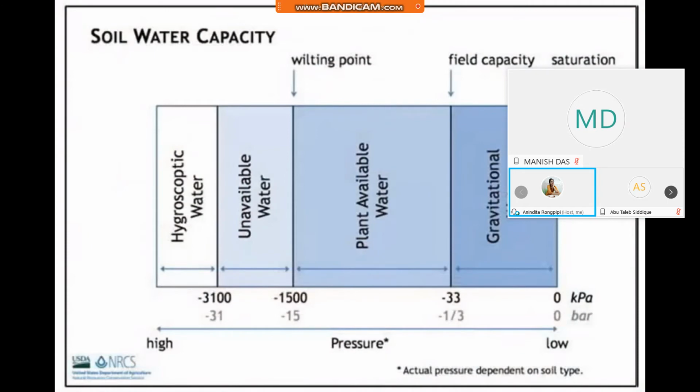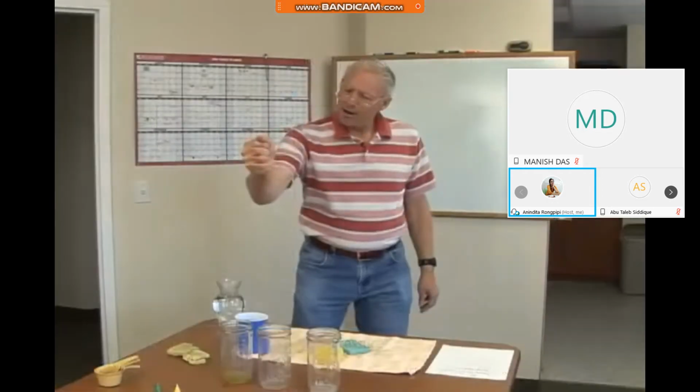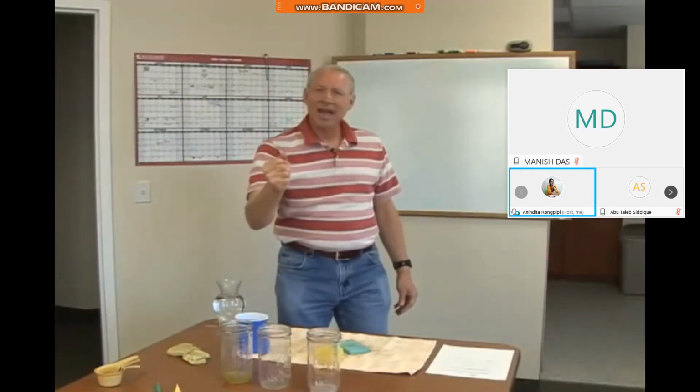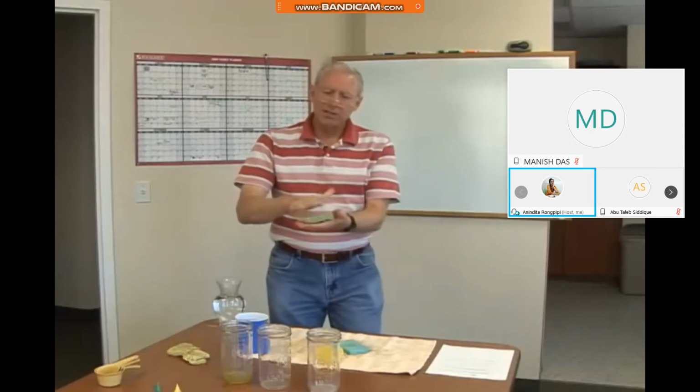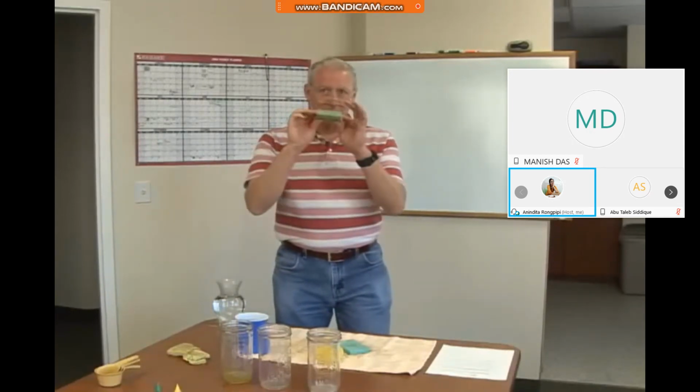At wilting point, there is still moisture in the soil, but the plant cannot get it away from those soil particles, cannot get it inside its root cells and into the plant. No matter how hard it tries, it can't get it in. But it's still a little bit damp. That's wilting point.